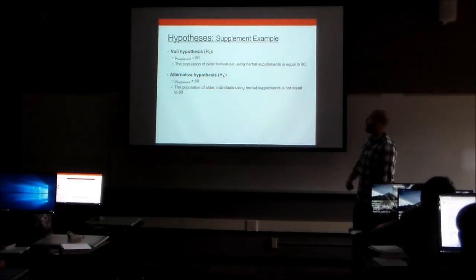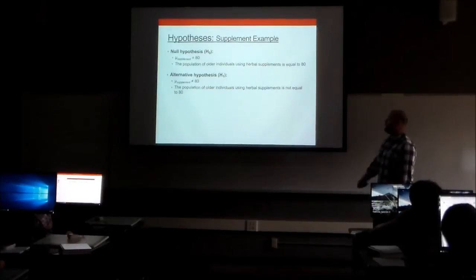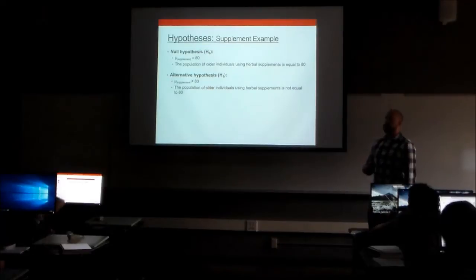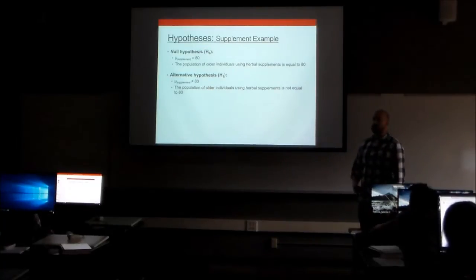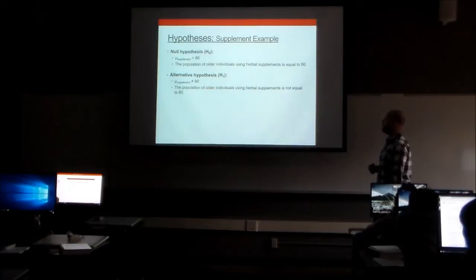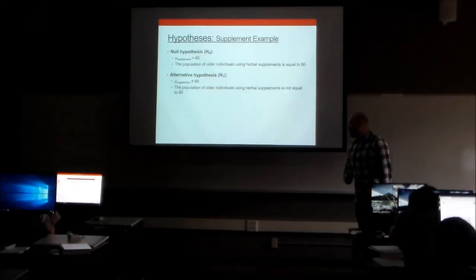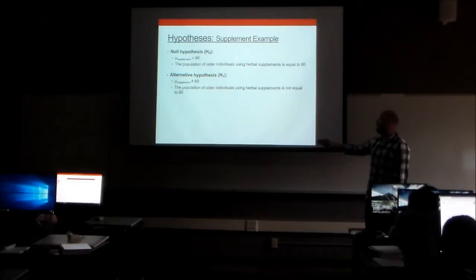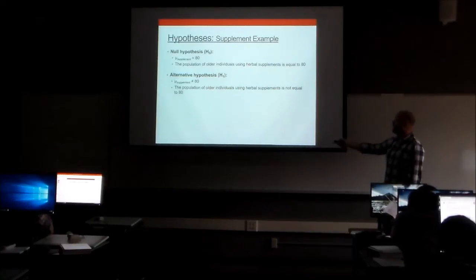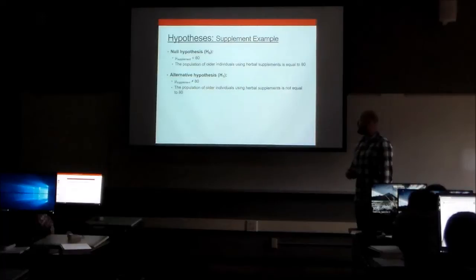So, for our supplement example, our null hypothesis here is that the mean of our people taking supplements is going to be equal to this known population value of 80. So, the mean of the population of older individuals using herbal supplements is going to be equal to 80. Okay. Our alternate hypothesis: the mean of the population of supplement users will not be 80. The population of older individuals using herbal supplements is not equal to 80.